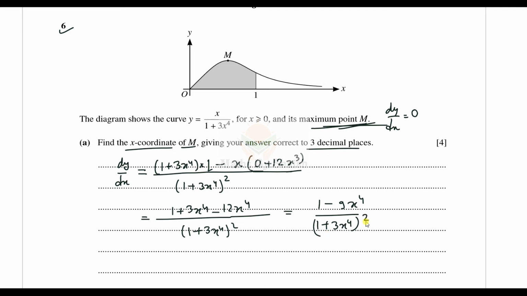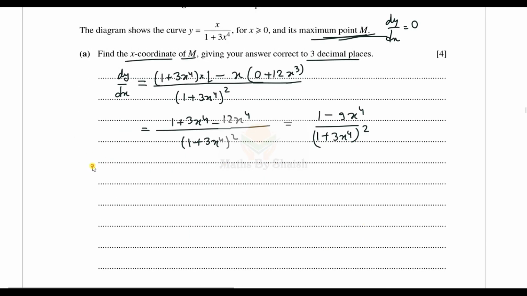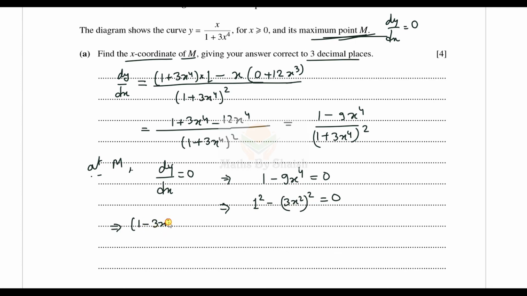Now for the maximum point, at the maximum point dy over dx should be equal to 0, and hence 1 minus 9x to the power 4 should be equal to 0, because the denominator will never be 0. It is 1 square minus (3x square) whole square is equal to 0. So which will give us (1 minus 3x square) in one bracket, (1 plus 3x square) in another bracket, is equal to 0.